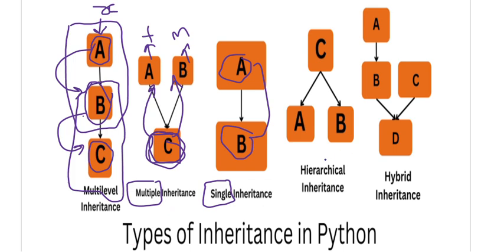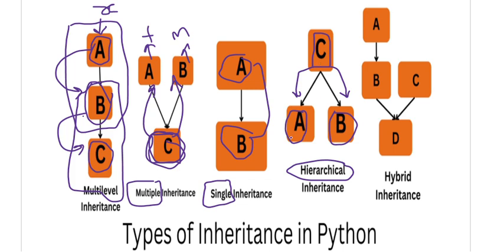Now what is hierarchical inheritance? In general, hierarchical is like a tree structure. Let's consider C is a parent, and for this parent we have two children, A and B. Let's consider A is child 1 and B is child 2. So for one parent we can have two children. This is known as hierarchical, in a tree-like structure.